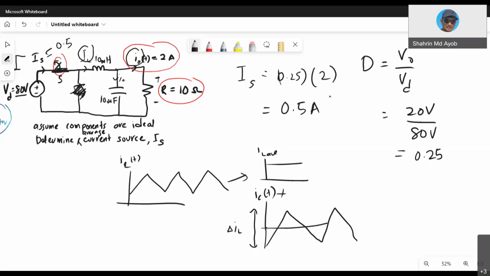So if you master these buck converters, then you have no problem understanding boost and buck-boost converters, because actually the same principle is applied.